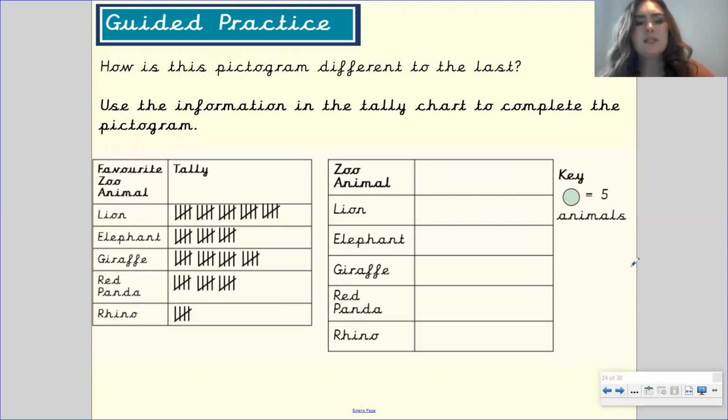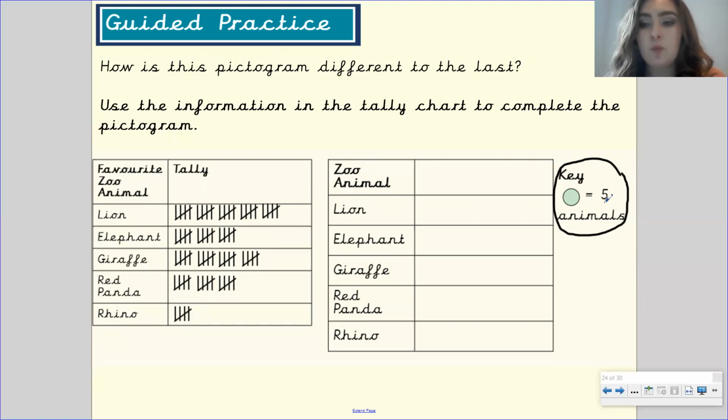Okay, how is this pictogram different to the last? Pause the video and have a think. Well done if you said the key. This time, a circle is worth 5. So now we're going to need to use the information in the tally chart to complete the pictogram. So the first thing we need to do is work out the total of the tally chart.